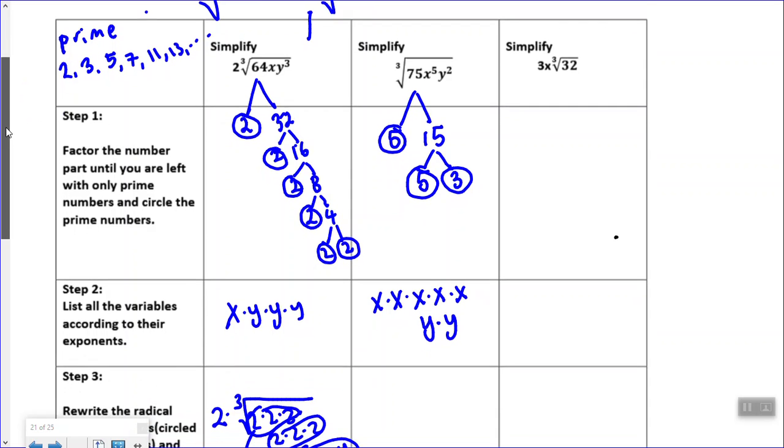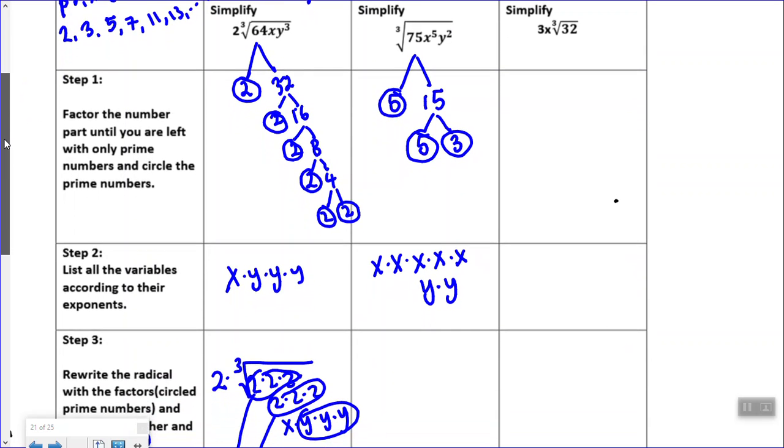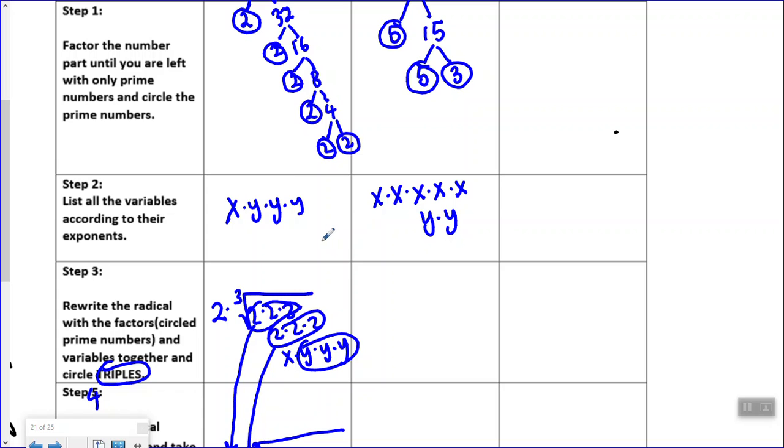And then next step, you're going to write everything inside the radical symbol. There's nothing outside the radical symbol, so you don't have to worry about it. So cube root, and then 5 times 5 times 3, and then x times x times x times x times x, y times y. And you're going to circle triples. So here you have 5 times 5, but you don't see any triple, so you don't circle any number part for this problem. But x times x times x is a triple, so you circle this. For y times y, it's not a triple, so you don't circle it.